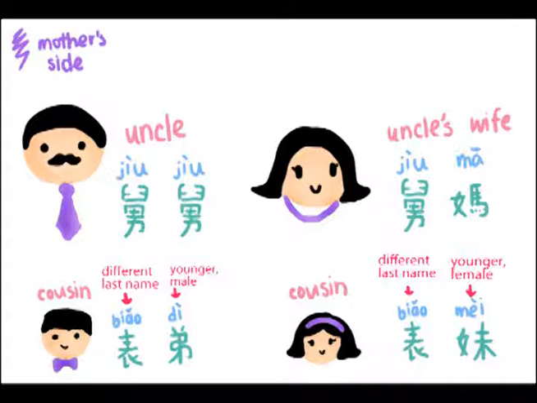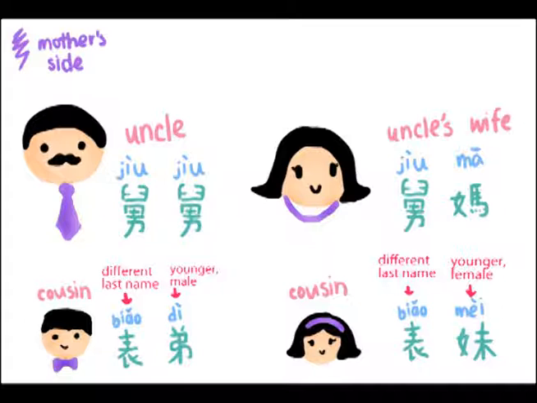舅舅. 舅妈 means 舅舅's wife or your mother's brother's wife. 舅妈. Again, if they have a son that is younger than you, he would be your Biao Di. Biao indicates that he has a different last name from you, and Di means that he is a younger male since Di means younger brother. Biao Di.